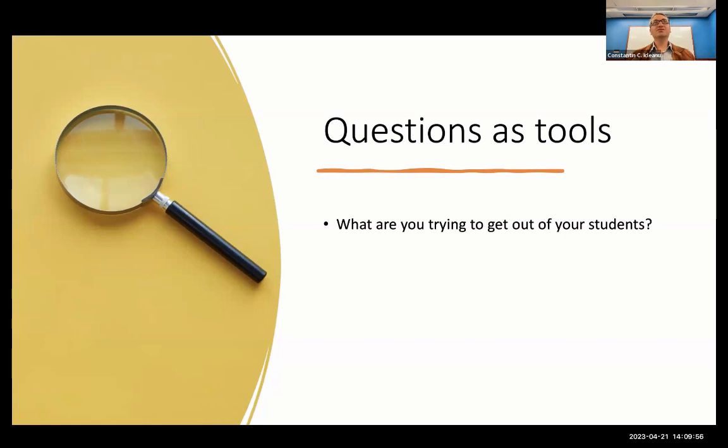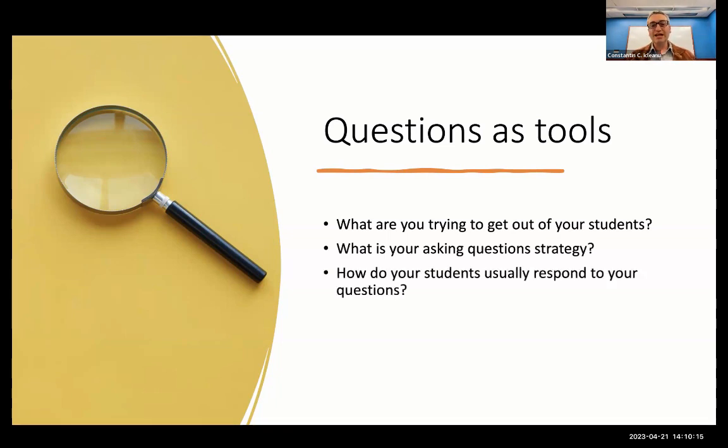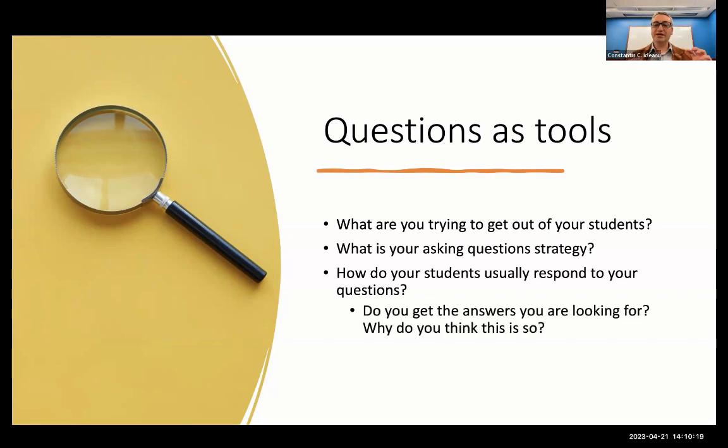So these are some of the questions that you have to think about as a good instructor. Is the pedagogy, right? What are you trying to get out of your students? What do you want more from them? What kind of strategies are you using as you're asking questions, and how do your students usually respond to your questions, right? Do the answers work with what you're looking for? And why do you think this is so?